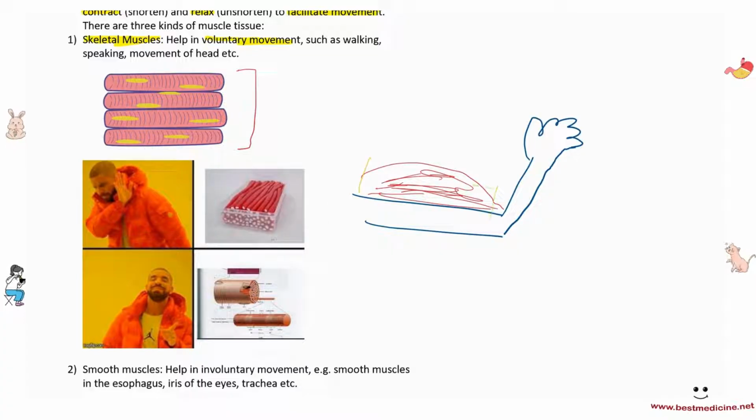So if this bicep was to contract inwards, it will shorten. And as it shortens, it will pull the arm towards the shoulder. But if it relaxes, then the arm will drop down, right? Or maybe even the tricep could contract at the same time while the bicep relaxes. So these are skeletal muscles. Next up, we have smooth muscles.